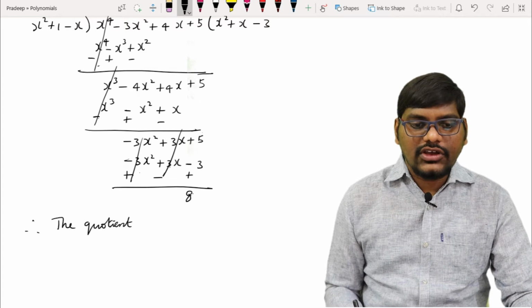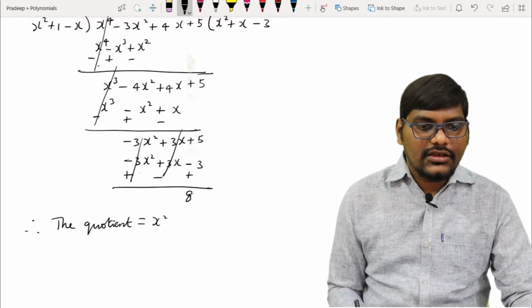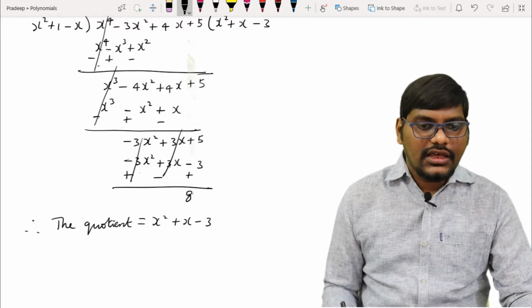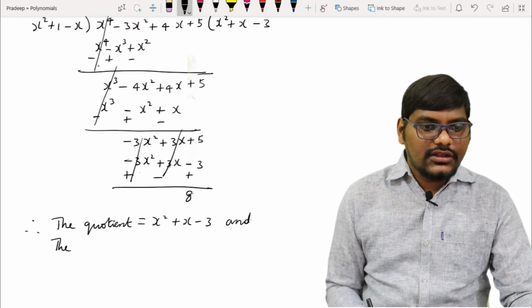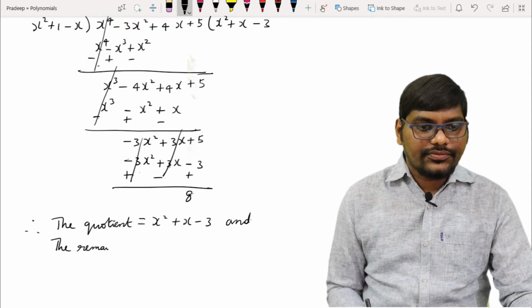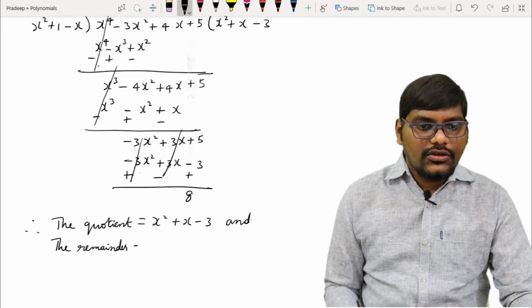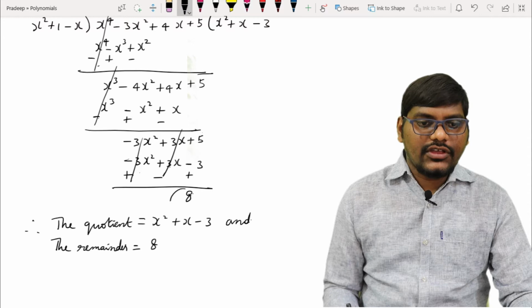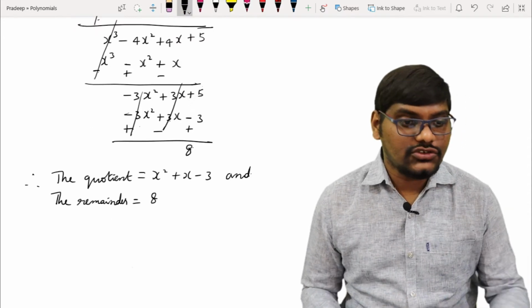So what is the quotient we got? That is x square plus x minus 3, that is the quotient we got, and the remainder is what? The remainder is equal to 8, that we got as the remainder. Okay, so let's do verification also.